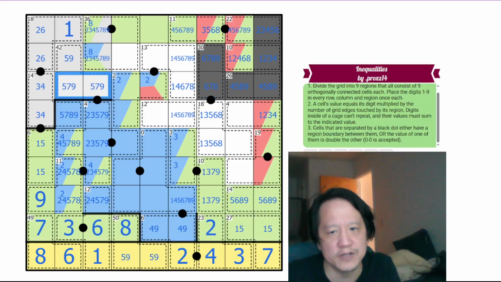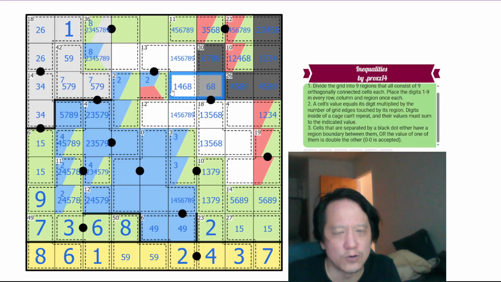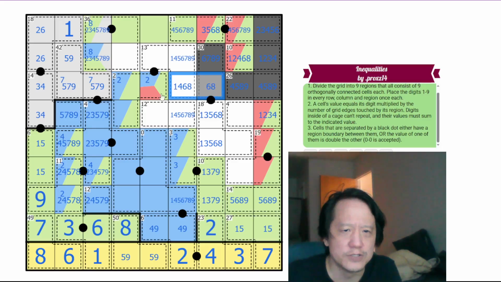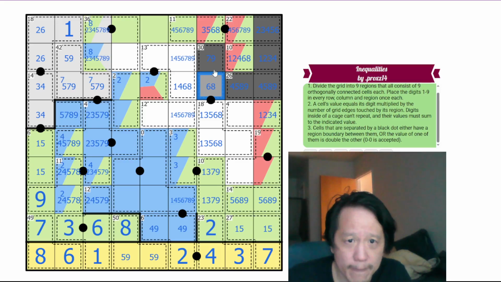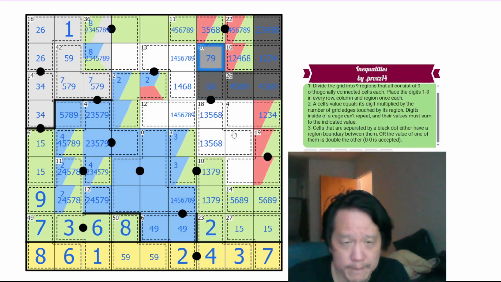Also, we have a 7 here, which eliminates 7 in the rest of the row. So this is 7. That means this can't be 6 or 8. It's 6 or 8 there. We have 7 or 9 there.